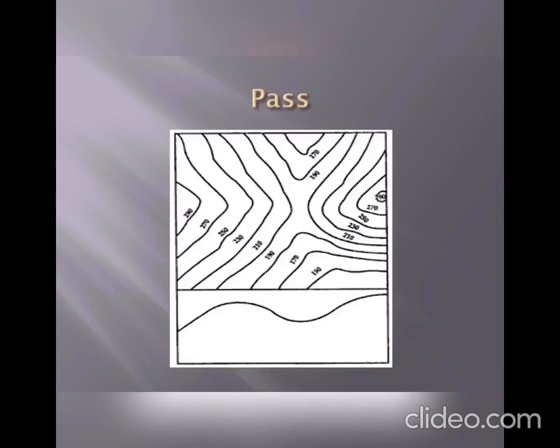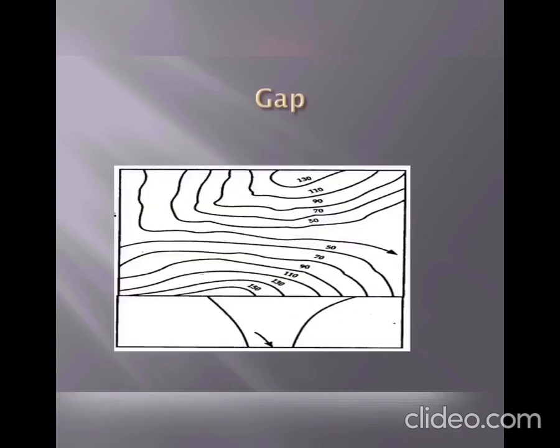Pass. Passes are regions of low-lying valleys between two high mountains or hills. A pass is indicated by the drop in the height of contours. Gap. A gap is a low-lying area where a depression is formed due to the action of a river or a glacier. Students, these are some of the major and minor landforms that can be represented by contours on topographical maps.